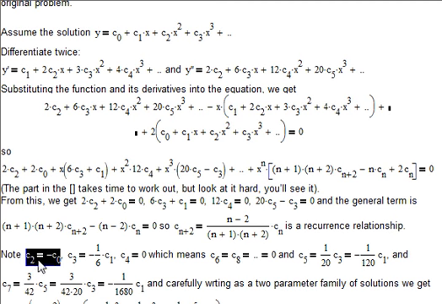Of course, c2 equals negative c0 from this. c3 equals negative 1/6 of c1. Well, good. This is starting to give me some of the numbers I need.